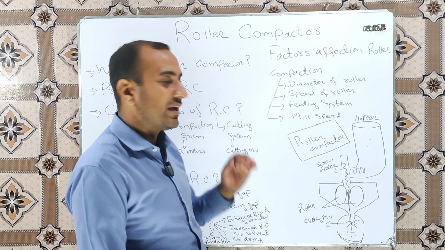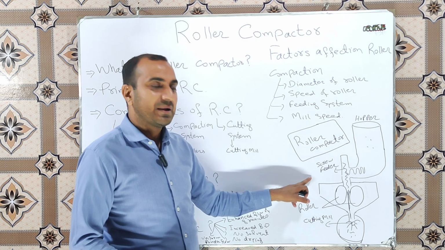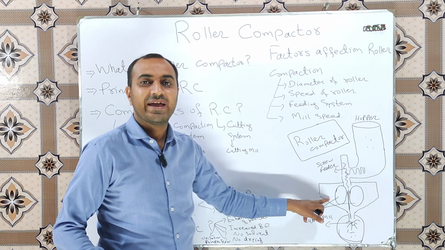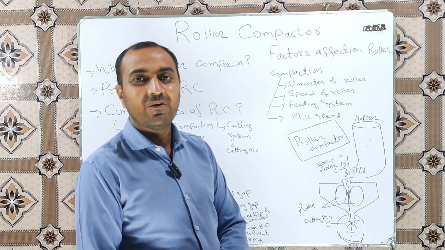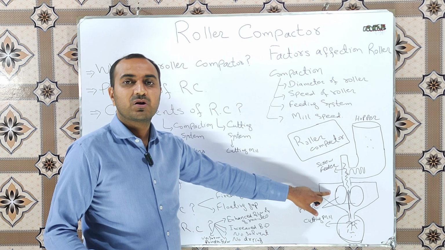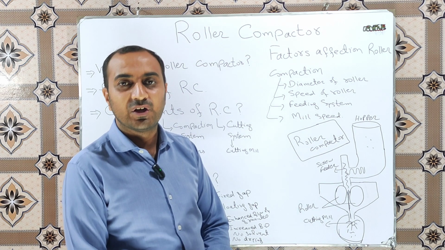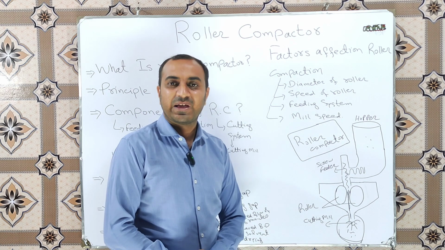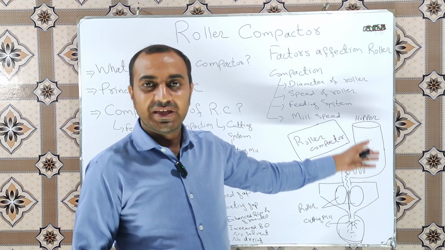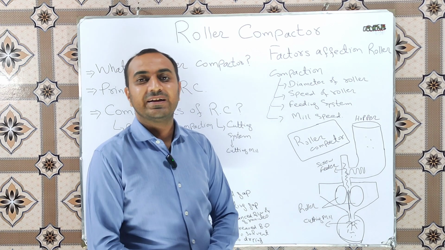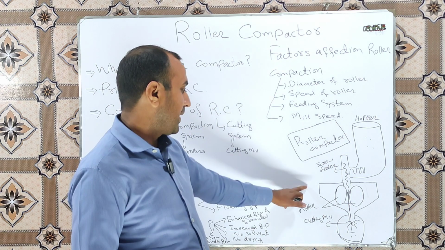The next part of the roller compactor is this portion, which is known as the compaction chamber or compaction system. It consists of two counter rotating rollers or wheels. Meaning, in this portion we apply the pressure over our powders, and this pressure is applied by these two wheels. That is why it is known as the compaction chamber.